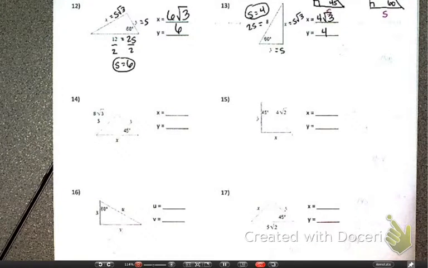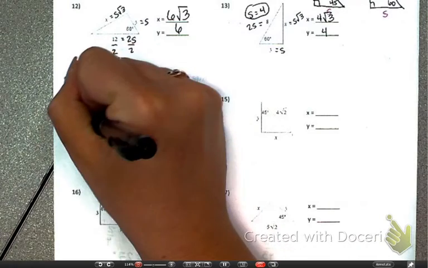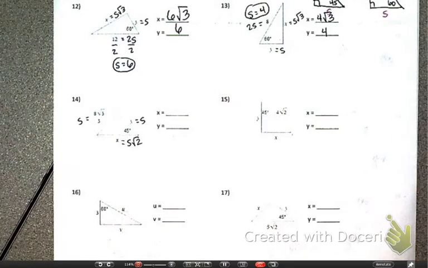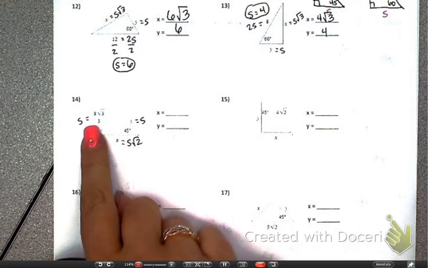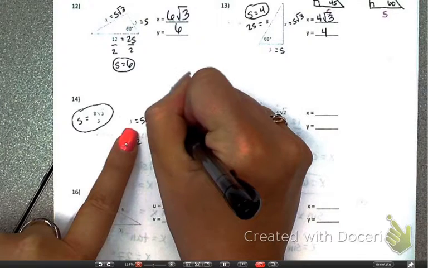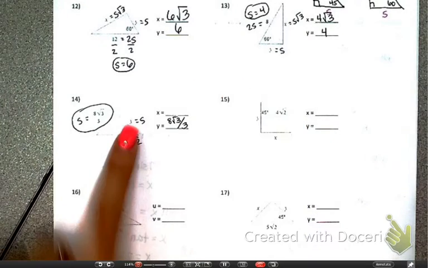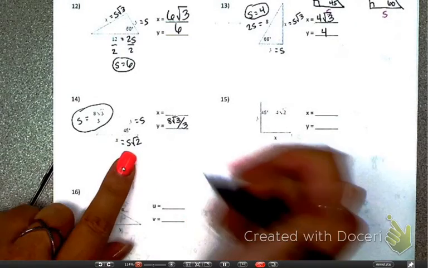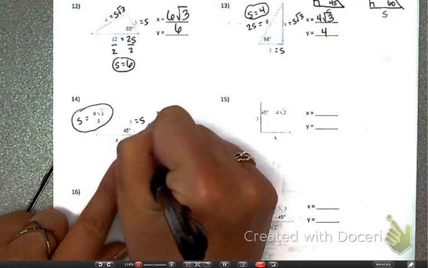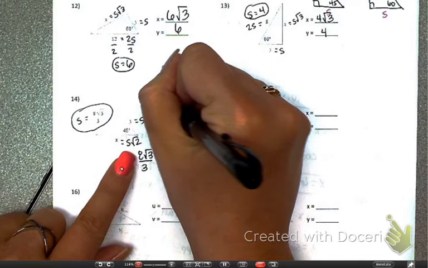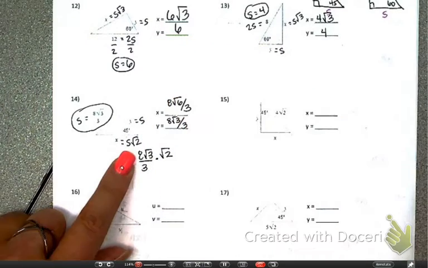Okay, number 14, I have a different triangle. So across from 45 is S, across from 45 is S, across from X is S radical 2. I already know what S is, which means I already know what Y is. 8 radical 3 over 3. But I'm going to take that and plug it in here. So 8 radical 3 over 3 times radical 2 is 8 radical 6 over 3.